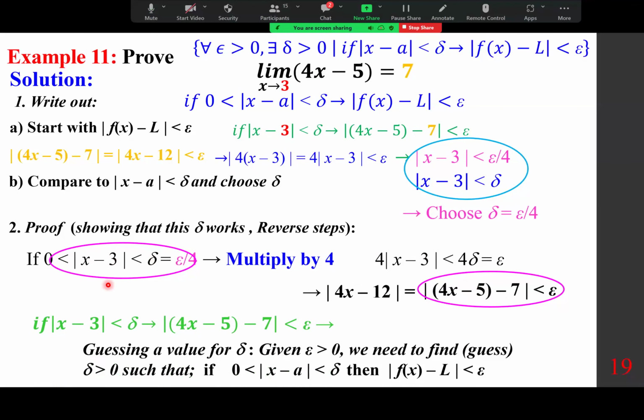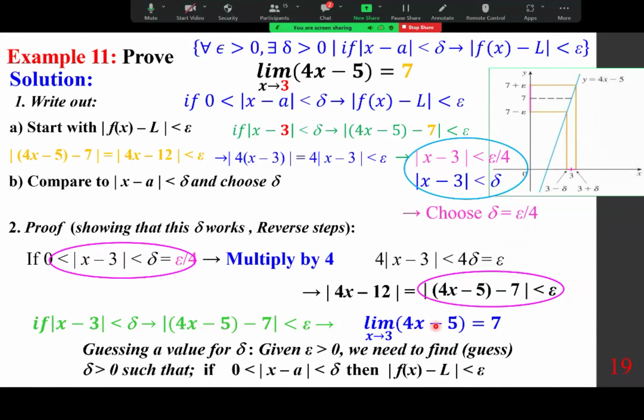If the absolute value of x minus 3 is less than delta, then it gives us the absolute value of 4x minus 5 minus 7 less than epsilon, and that shows the proof that the limit of 4x minus 5 as x approaches 3 equals 7.